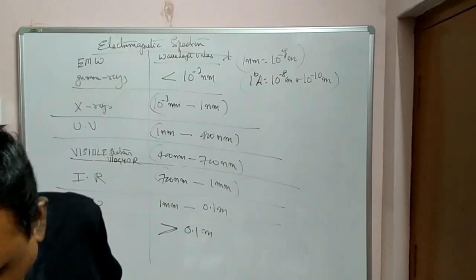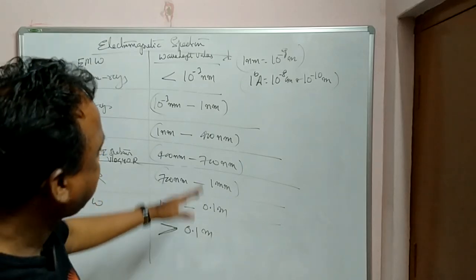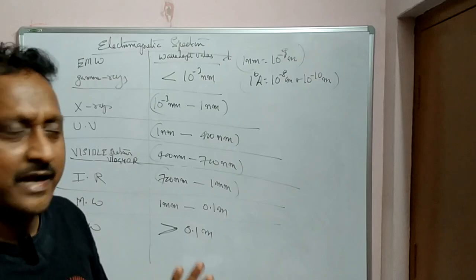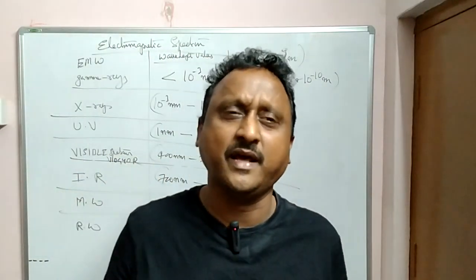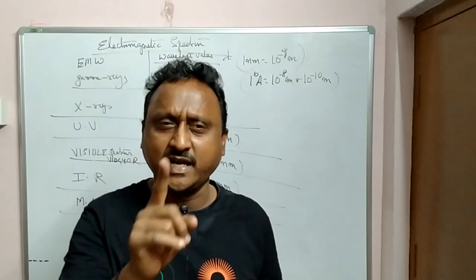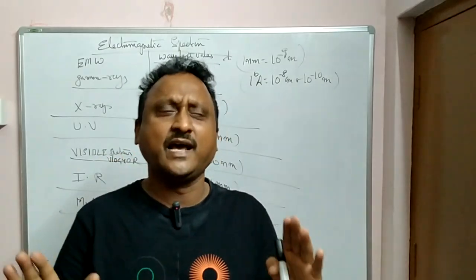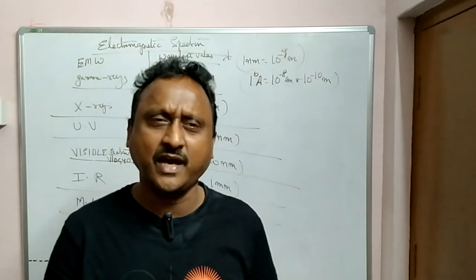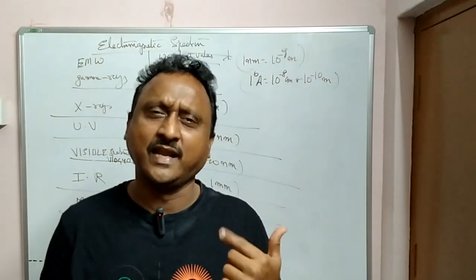Please check the values and try to remember them, because they will come in the examination and you have to write them exactly. I think this is the end of this chapter, the 16th chapter, electromagnetic waves. In MSET it carries only 1 to 2 marks, and I think NEET will ask around 6 to 8 marks. Okay, we will meet again in the next chapter.